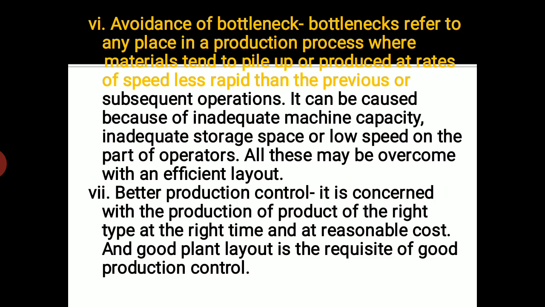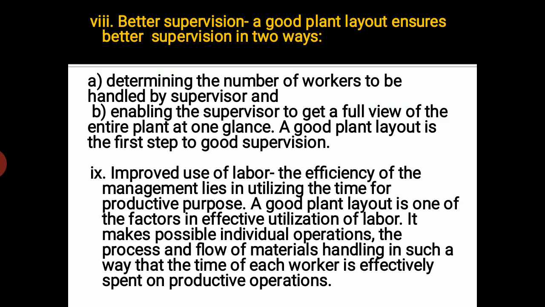Next comes better production control. It is concerned with the production of the product of the right type at the right time and at a reasonable cost. And good plant layout is a requisite of good production control. So wherever good production control is required, with things being produced at the right time at a reasonable cost, everything can be credited to the good plant layout. Because in a good plant layout, we have all the requirements placed at the proper time and place. So we can make the best out of it. That is what is said to be the better production control which can be managed.